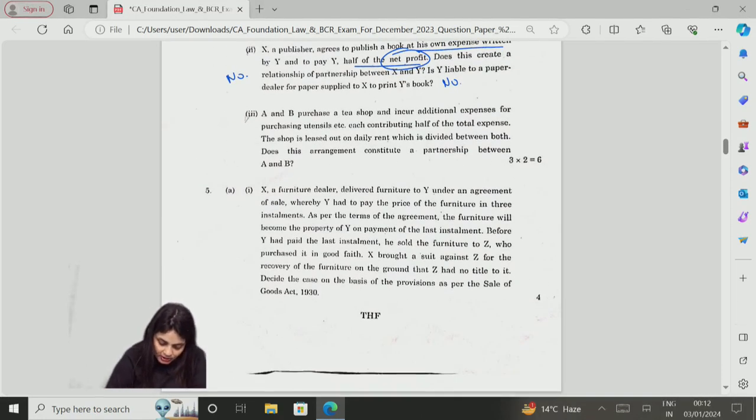A and B purchase a tea shop and incur additional expenses for purchasing utensils, etc., each contributing half of the total expense. The shop is leased out on daily rent. Well, I told you, rent is never partnership. So are they partners? No.